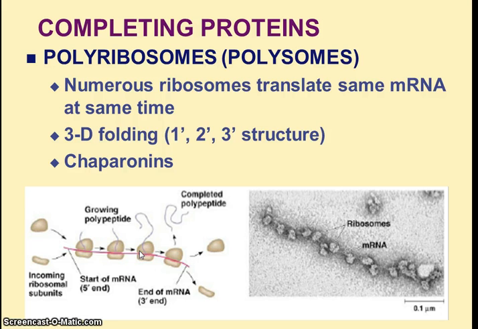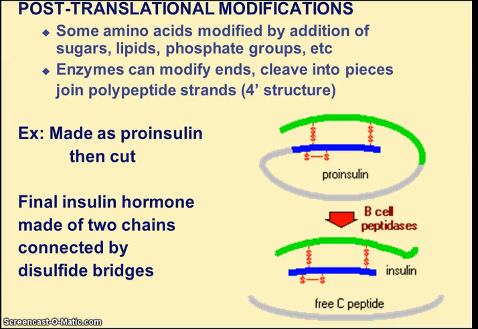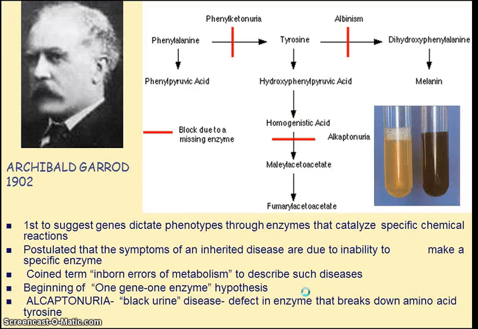Remembering from protein folding that it has to be folded up, primary, secondary, and tertiary structures, so lines, pleated sheets, contorted, and the chaperones help that. And then here we have some modifications. Amino acids can be modified by adding sugar phosphates. Enzymes can modify the different ends, and so for instance, we could have insulin that's connected. I don't know why this is important.